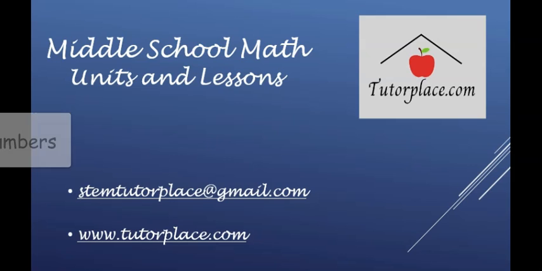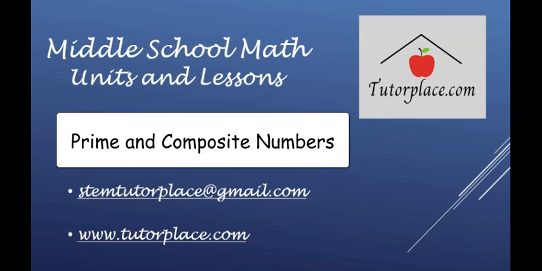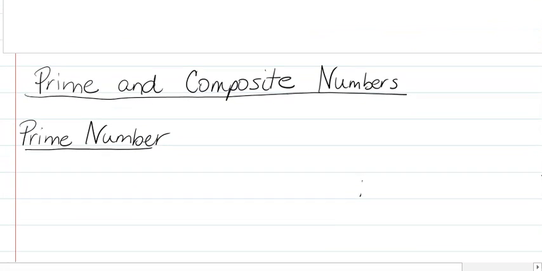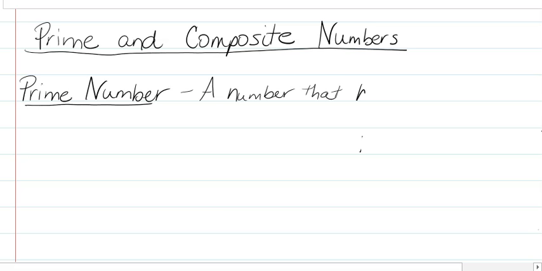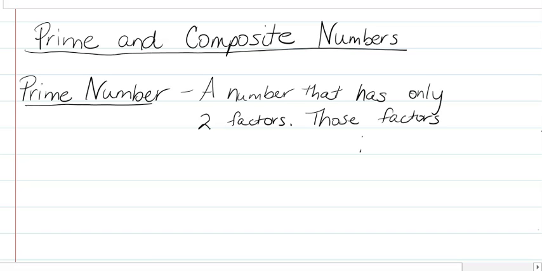Today's lesson we will talk about prime and composite numbers. So as we begin, let's first discuss what a prime number is. A prime number is a number that has only two factors. That's only two factors. And those factors are 1 and itself.